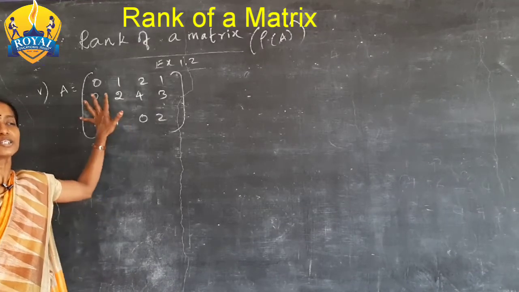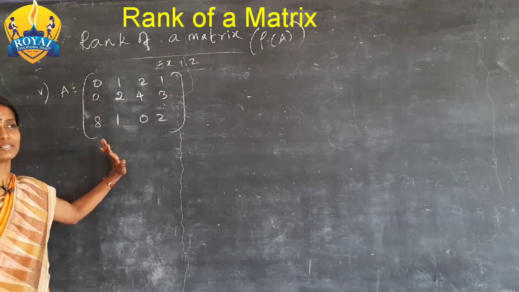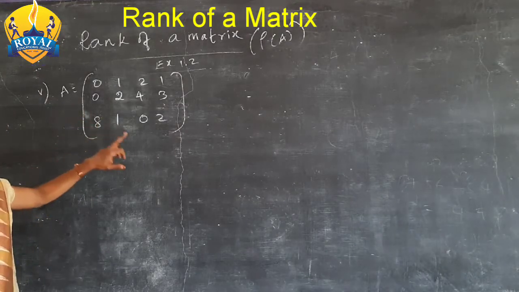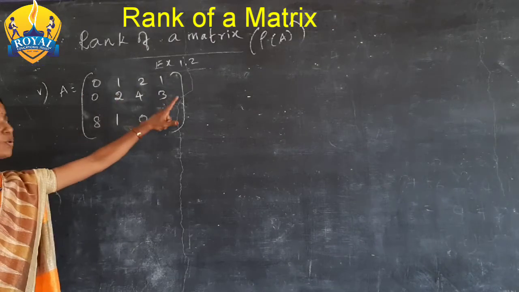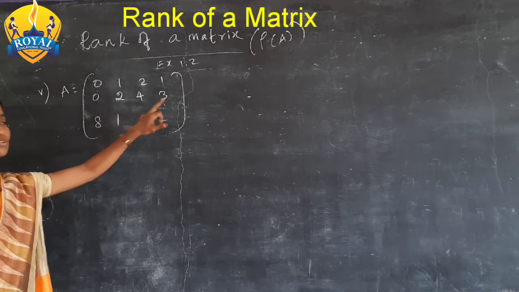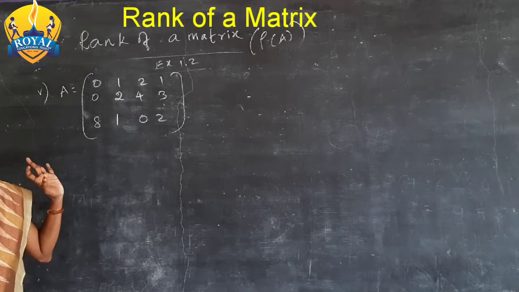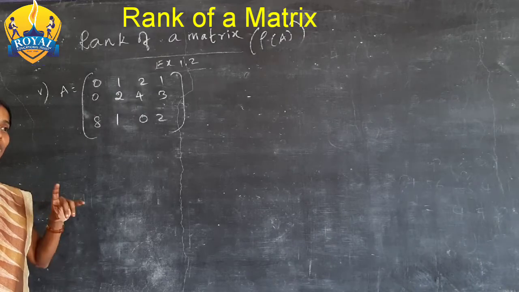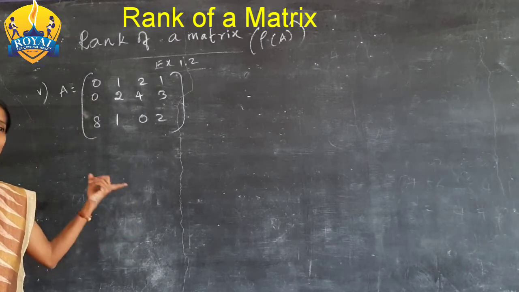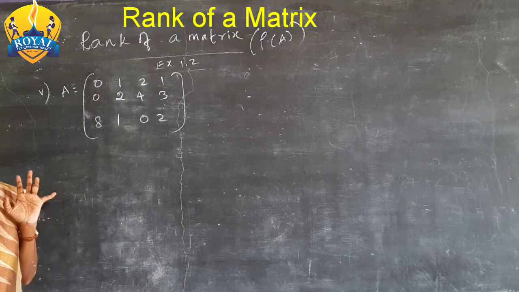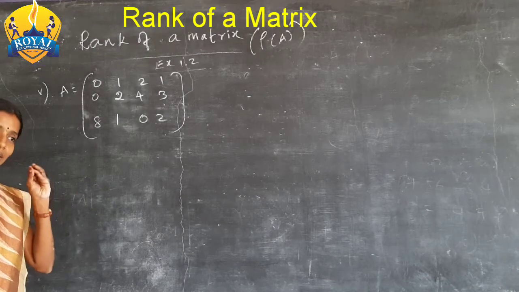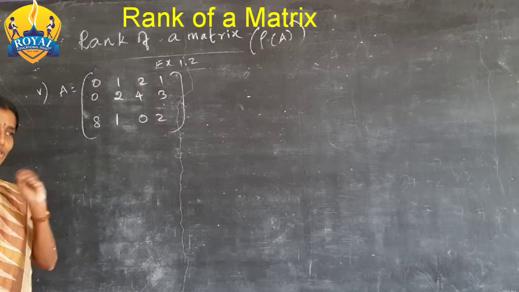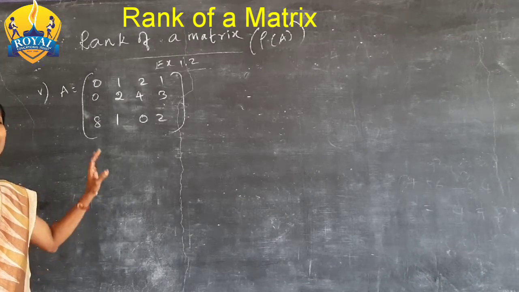Children, last problem of this minor method, first Roman, fifth subdivision. So A is equal to, my matrix here is 0, 1, 2, 1, 0, 2, 4, 3, 8, 1, 0, 2. So what are my rows here? I have 3 rows and 4 columns. So I don't have a square matrix. So automatically I can consider only the different kinds of possible minors, and only with that can I find the rank.